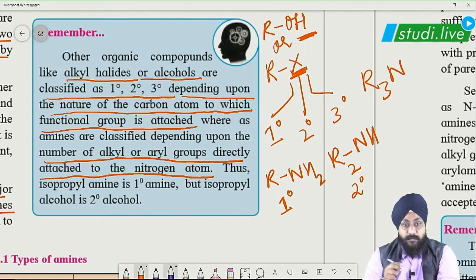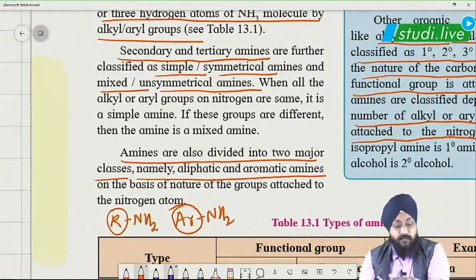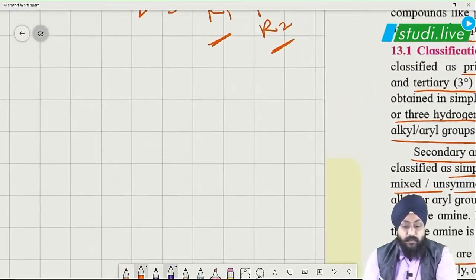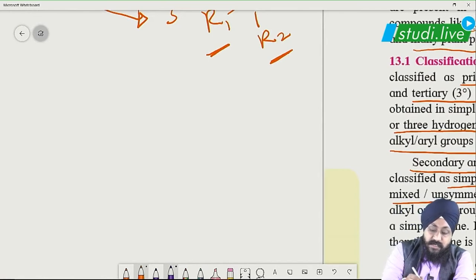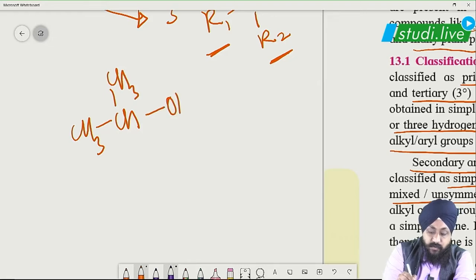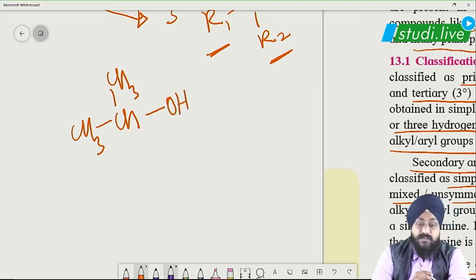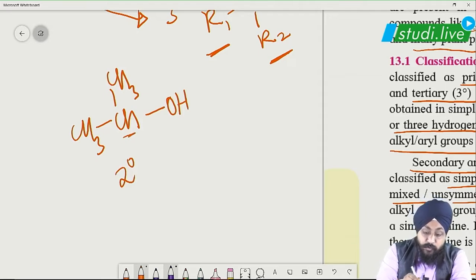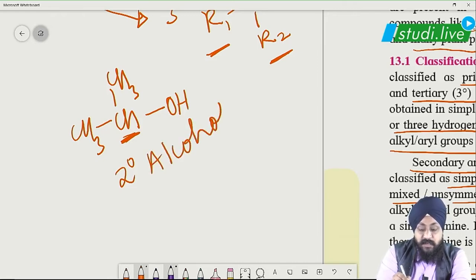Now students, let us look at an example over here. I say there is CH3, this is CH, here it is CH3 and here it is OH. If this alcohol is written, it is going to be a secondary alcohol, because in case of alcohol, you look upon the carbon to which the functional group is attached. So here the functional group is attached on a secondary carbon. So this becomes a secondary alcohol.